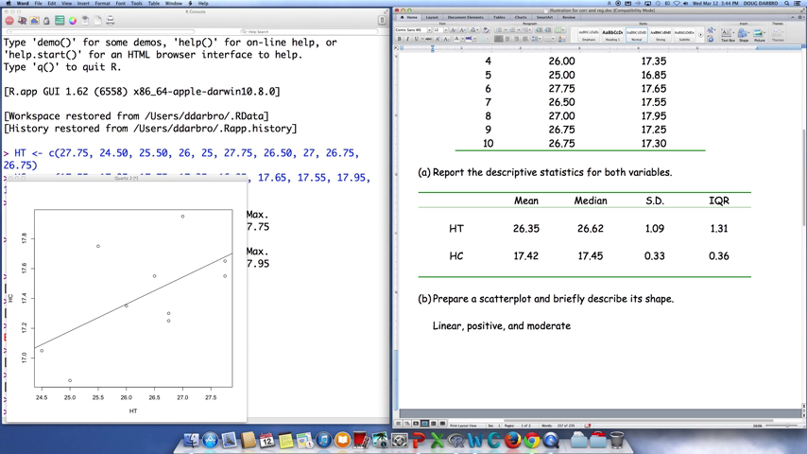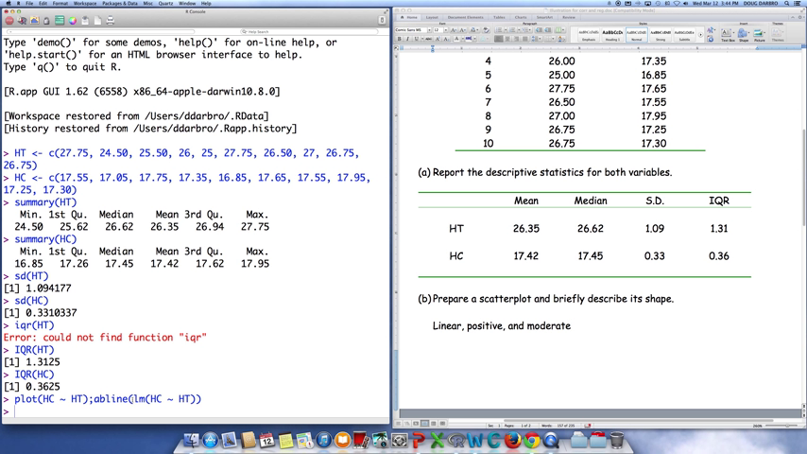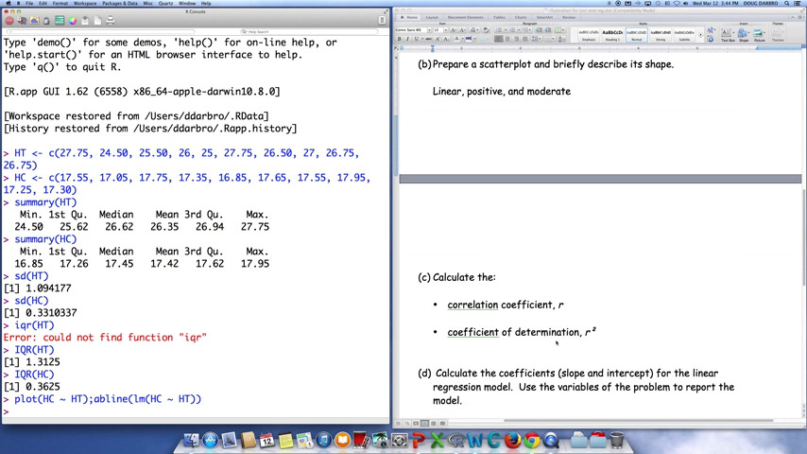So the 3 things we focus on when describing a scatter plot: do we have a linear or nonlinear pattern? Do we have a positive or negative relationship? And do we have a strong, weak, or moderate relationship? There's a lot more about this information to come. Don't sweat that too much. Just put that in your bag of tricks of something that you'll use when you create a scatter plot.